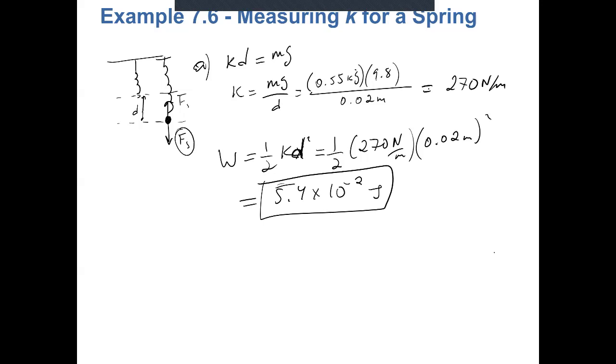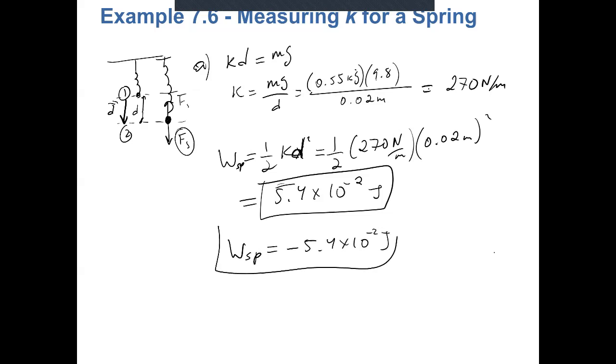Now, one thing we can see here is this. When we start from this position, position 1, and move to this position, position 2, the displacement is down. So this is my displacement as a vector, it's down. And the spring force, remember, the whole time was acting in the opposite direction of that displacement. So in a way, this spring force does negative 5.4 times 10 to the negative 2 joules, because the entire time it's acting in the opposite direction of displacement. That's why the work done by the spring force here is negative.